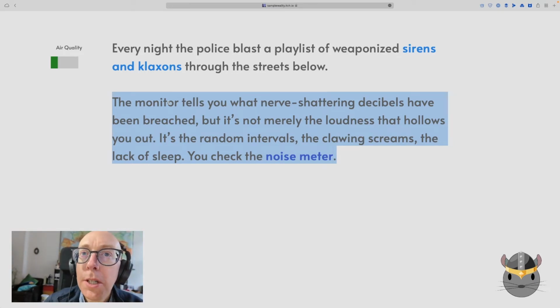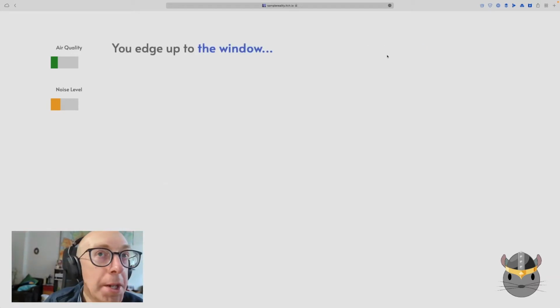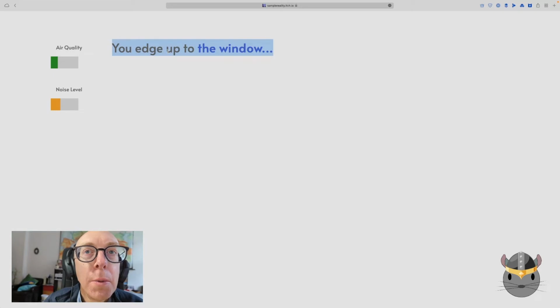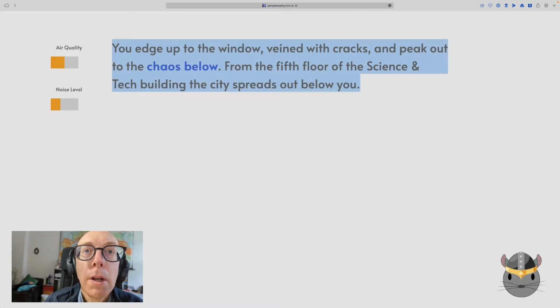You check the noise meter. All's quiet right now, and then suddenly a thunderous boom rattles through the window. You edge up to the window and peek out to the chaos below. From the fifth floor of the science and tech building, the city spreads out below you.